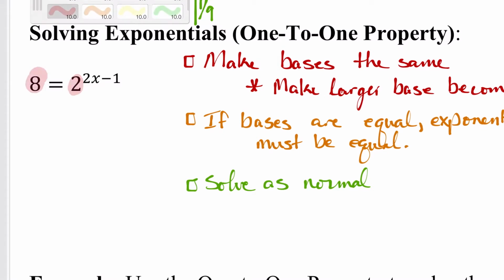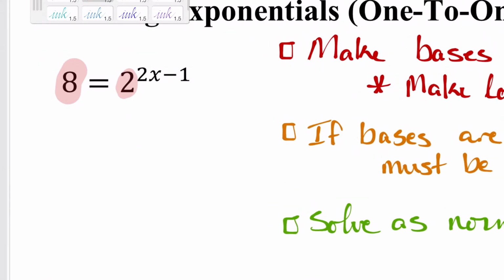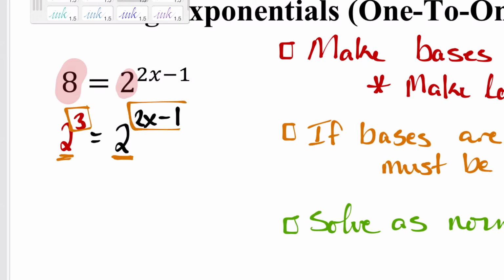I want to see if there's a way that I can change 8 into 2 to some power. And I do know that 8 is the same as 2 cubed. So instead of 8, I'm going to replace it with 2 cubed because I know those are exactly the same. Because my bases are now the same, this 2 cubed is equal to 2 to the 2x minus 1. Because these bases are the same, their exponents must also be equal. I can just say, okay, the 2's no longer exist. I have 3 is equal to 2x minus 1, and then I have a regular linear problem to solve.